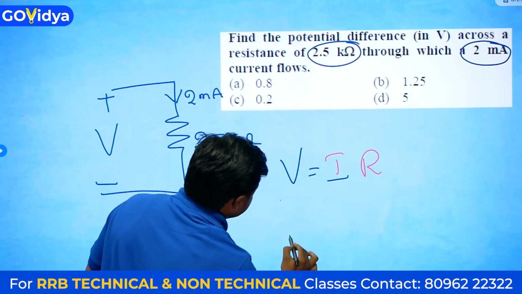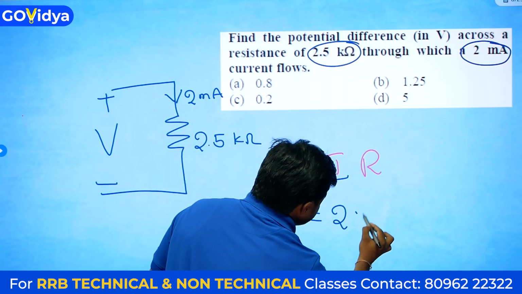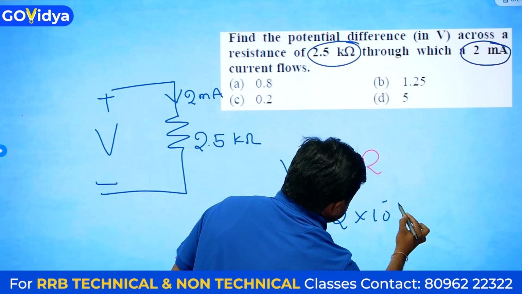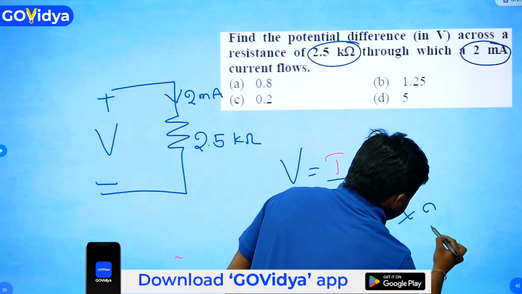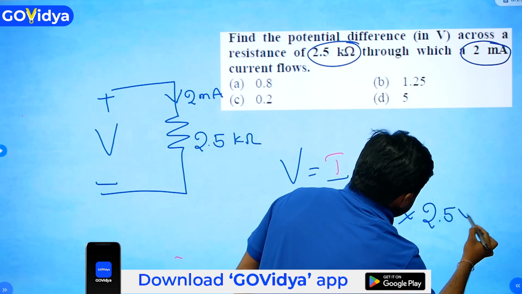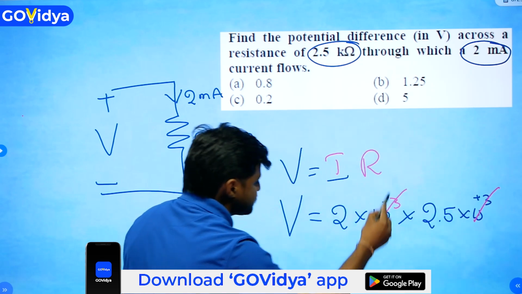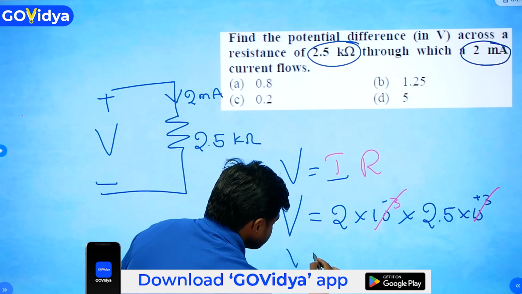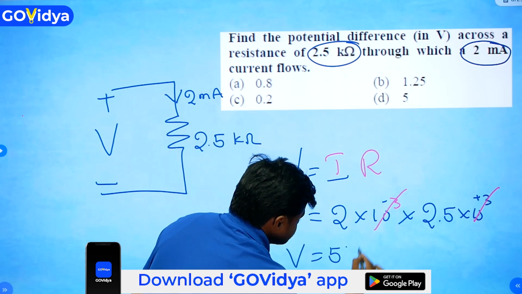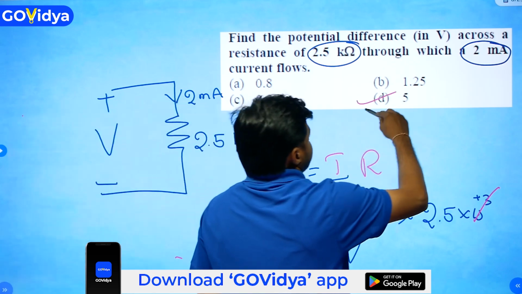We have to find voltage. The value of I is 2 milliamperes, which means 2 into 10 power minus 3, and the resistance is 2.5 kilo ohms, which is 2.5 into 10 power plus 3. 10 power plus 3 and 10 power minus 3 cancel. 2 into 2.5 is 5. V is equal to 5 volts. From the options, option D is the correct answer.